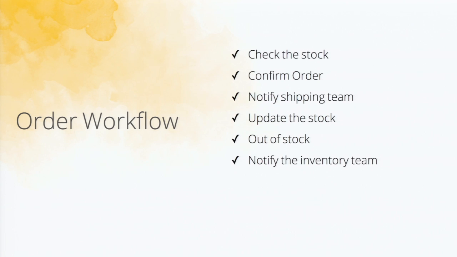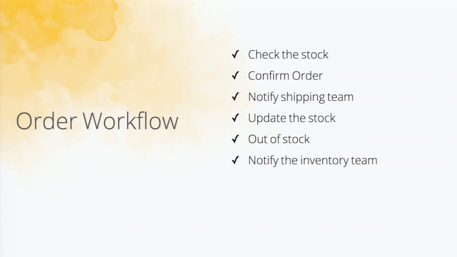For example, let's take an order workflow. What are the workflows involved in this order process? If our user clicks submit, that is the order now button, it has to check whether the stock is available or not. If the stock is available, we have to confirm the order and notify the shipping team to ship that particular thing, right? If the stock is not available, that is, if it is out of stock, we have to notify the inventory team to make a purchase order and get the inventory, right?